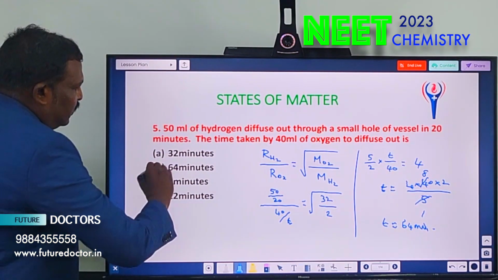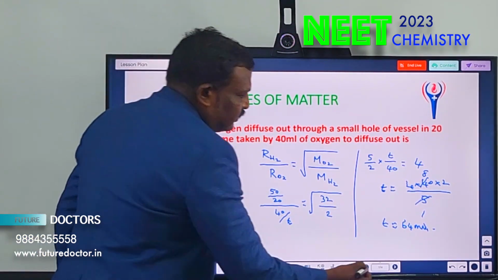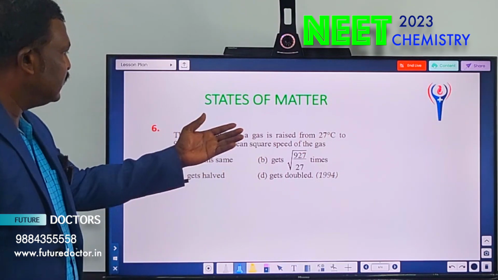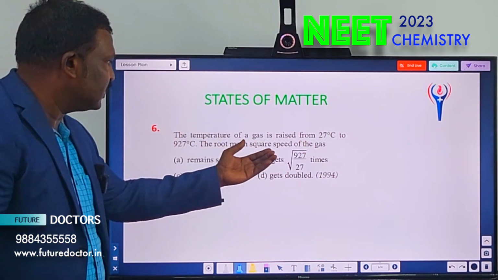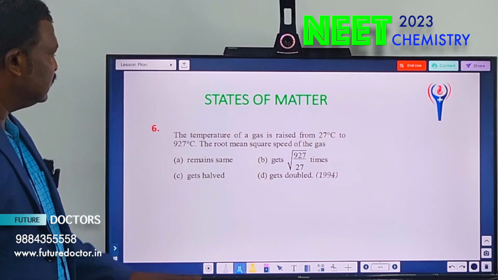So the formula, just remember, you will be able to answer them very easily. Next one. The temperature of a gas is raised from 27 degrees Celsius to 927 degrees Celsius. The root mean square speed of the gas, they're asking.